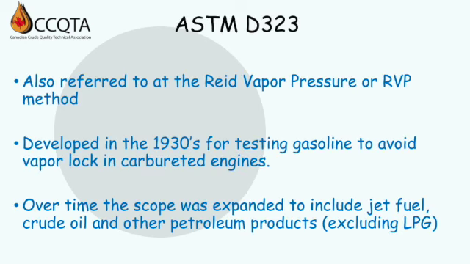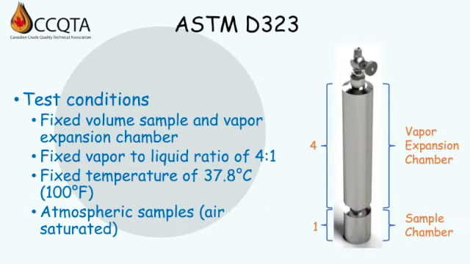Let's start with the original method, ASTM D323. It was developed in the 1930s for testing gasoline to avoid vapor lock in carburetor engines. Over time, the scope was expanded to include jet fuel, crude oil, and other petroleum products, but excluding LPG. This method utilizes fixed conditions that have become standard in the industry for decades. Most people in the industry are familiar with the term RVP. The test conditions are fixed volume sample and vapor expansion chambers, a fixed vapor to liquid ratio of 4:1, and a fixed temperature of 37.8 degrees C, and also requires atmospheric samples that are air saturated.